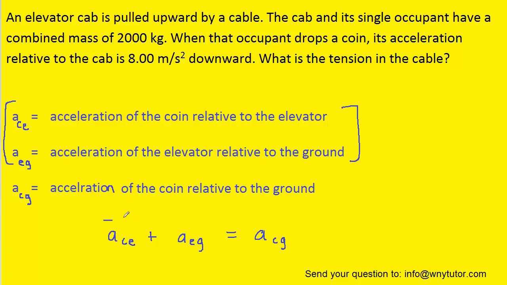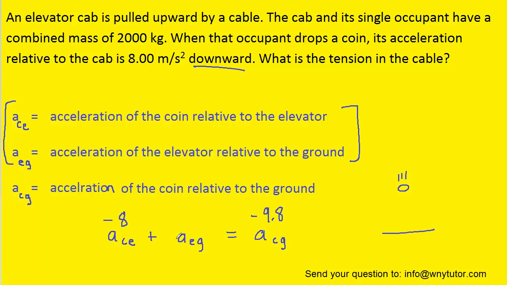So in essence, this is going to turn out to be negative. Notice it's negative because the acceleration is downward. Also, the acceleration of the coin relative to the ground would be negative 9.8 because relative to the ground, the coin is in free fall. It's just falling towards the ground, so the A sub CG would be negative 9.8.